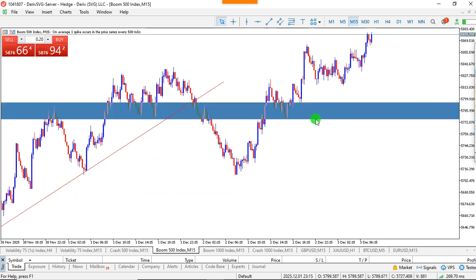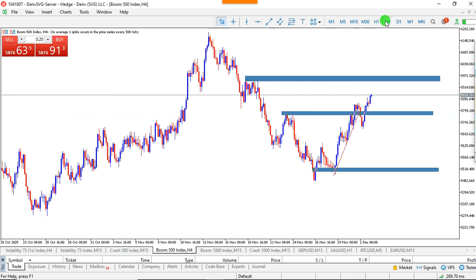Now on Boom 500, it's already going on the long side, so just wait for the market to move. And of course, we said a breakout above this, retest, and then go long, but we already missed this. So just wait for a breakout above this, retest, then go long to this next zone, or a breakout below this, a retest, and go short to this next zone.